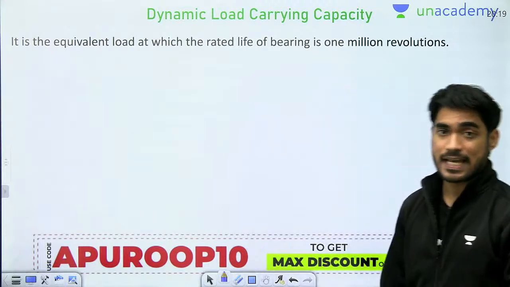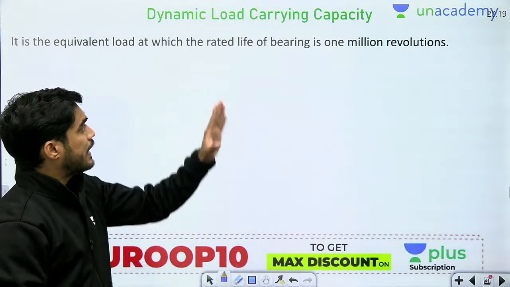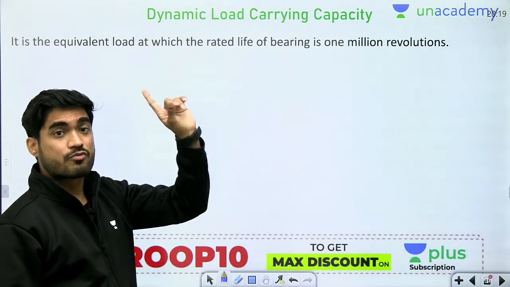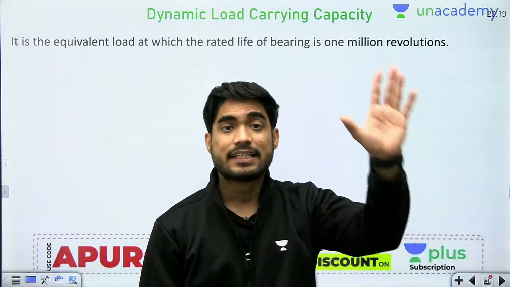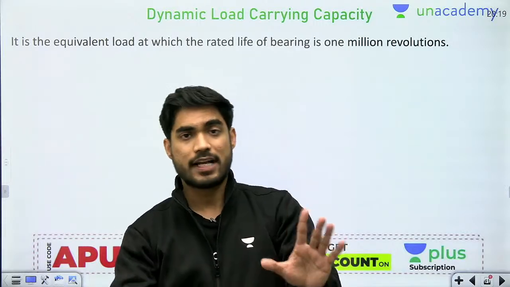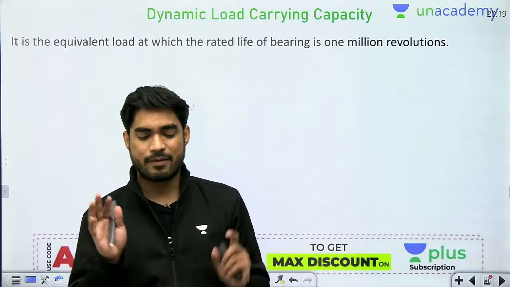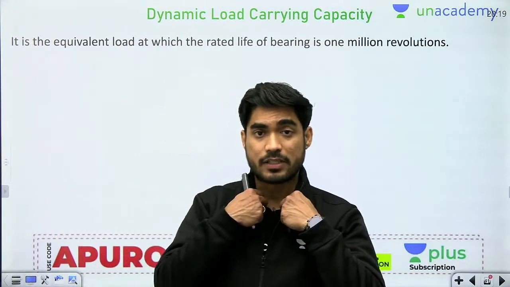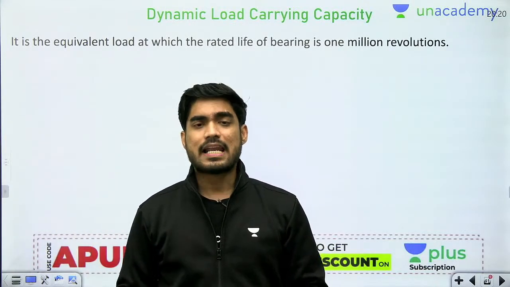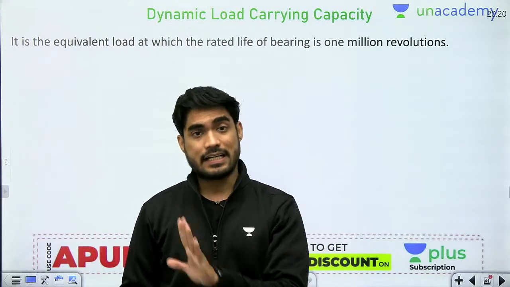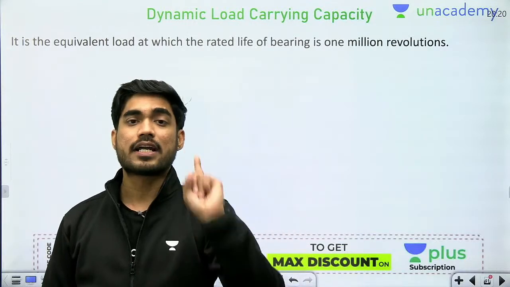What is dynamic load carrying capacity? It is the equivalent load at which the rated life of bearing is 1 million revolution. For example, if the dynamic load carrying capacity is 50 kilonewton, it means if I apply 50 kilonewton load, then I will get 1 million revolution rated life.